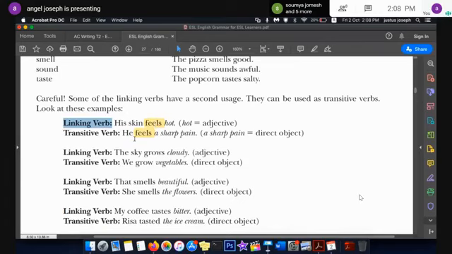Next, he feels a sharp pain. Okay, he feels what? A sharp pain. Now here again the same verb feels is used, but here it is also used to show a condition, right? He feels what? A sharp pain. But do you see this, a sharp pain? This is not an adjective. This is rather an object. So I'm not using an adjective to describe how he feels. I'm rather using an object here.